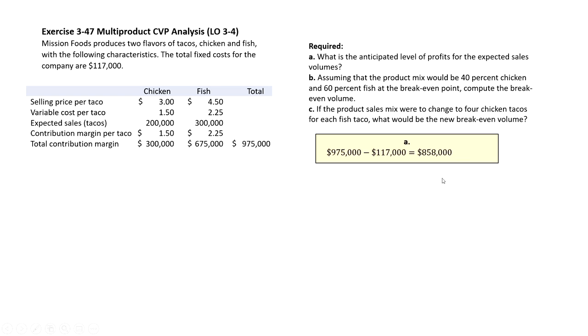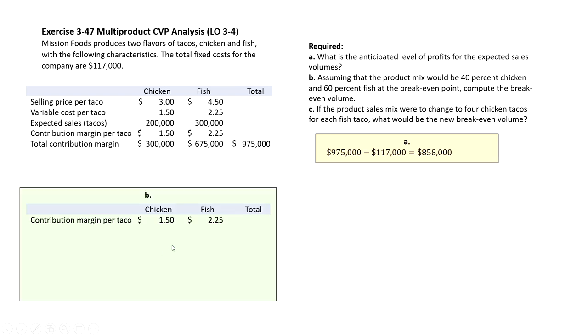That's what I expect. But for most companies, they're also saying, hey, times might be tough, like they have been over the last year. What's the minimum that I would have to sell in order to just break even? I want to make sure how easy that hurdle is. And in B, they're saying assume the product mix is 40% chicken and 60% fish. So a higher proportion of fish is sold.